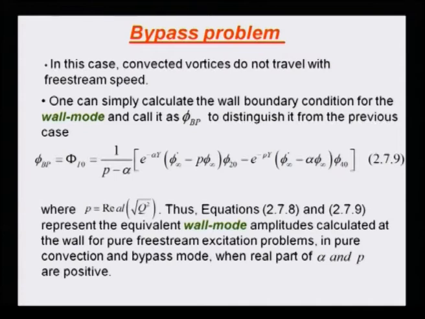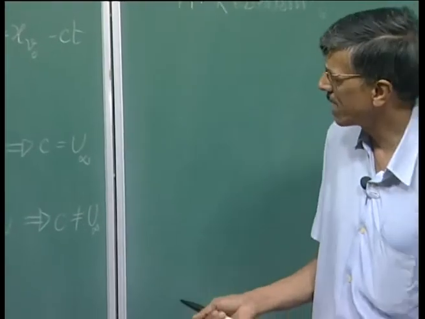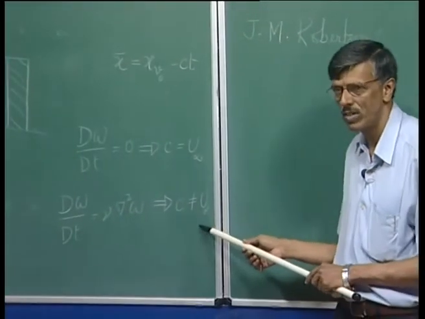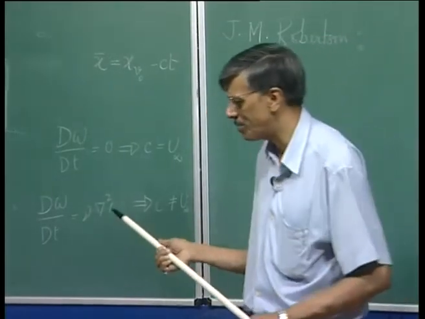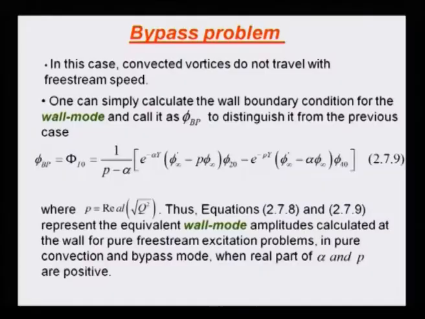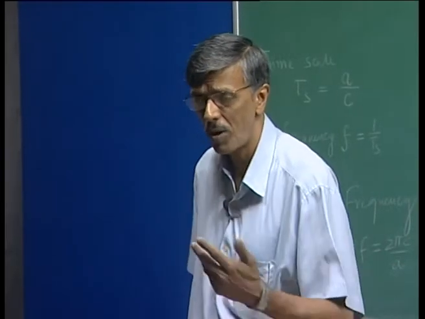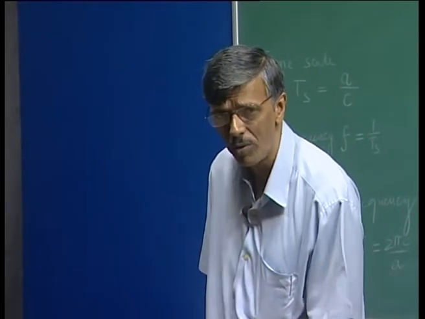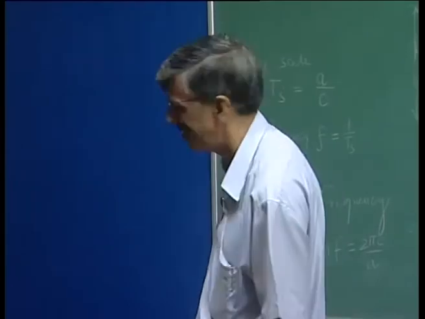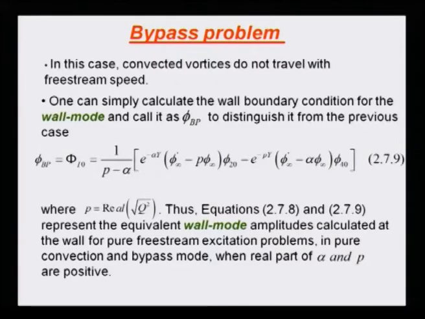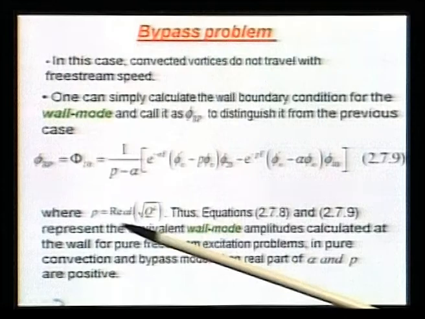Okay, so we are now talking about a case of convecting viscous vortices for which C is not equal to infinity. That problem we are calling the bypass problem, implying that the convected vortices will not travel with the free stream speed. One can again calculate the boundary conditions corresponding to the wall mode, even though we are not creating any wall excitation, right?